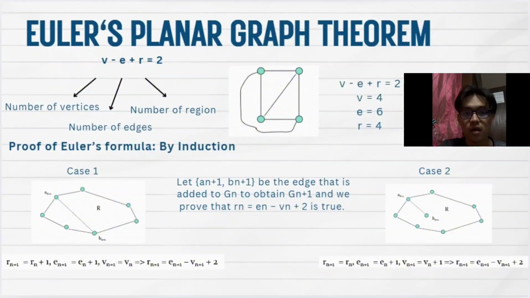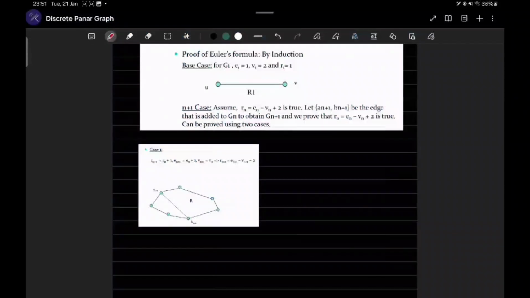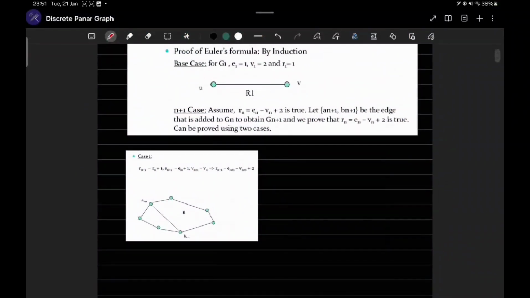Next, about Euler's graph theorem. The formula is V minus E plus R equals 2, where V stands for the number of vertices, E for the number of edges, and R the number of regions. You can see the example on the right side. Alright, next I'm going to explain the proof of Euler's formula by induction.